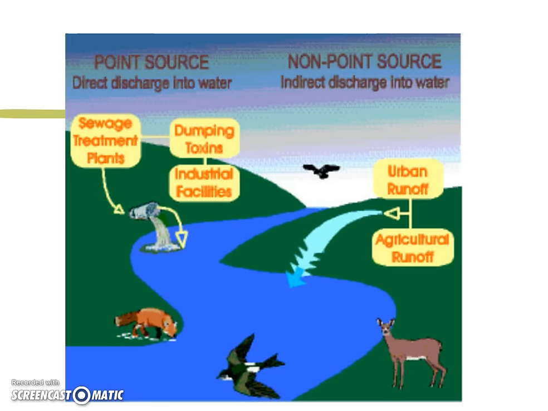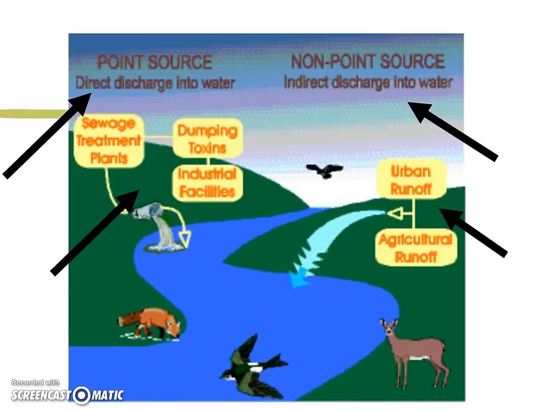You've got the cows that poop everywhere, and it rains, and all that washes down into the river, goes down into our watershed and our water. You have, again, the fertilizers that are going to be put on crops or on our lawns, and all that gets washed in. That's non-point. So go ahead and write point source, direct discharge into water, and examples, and the same for non-point.